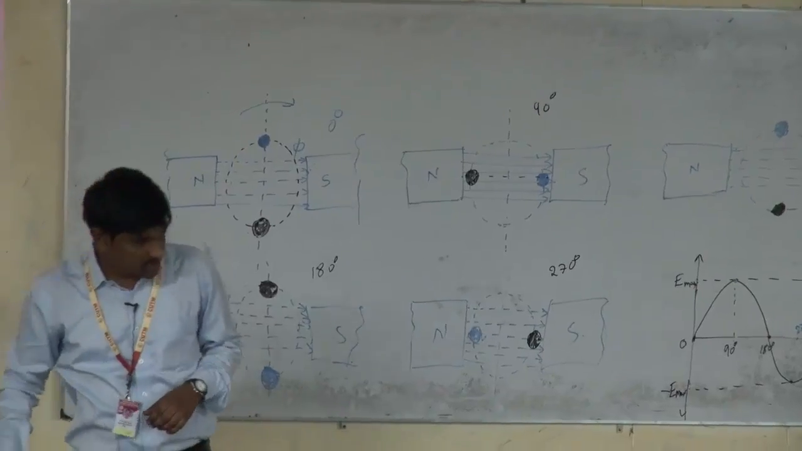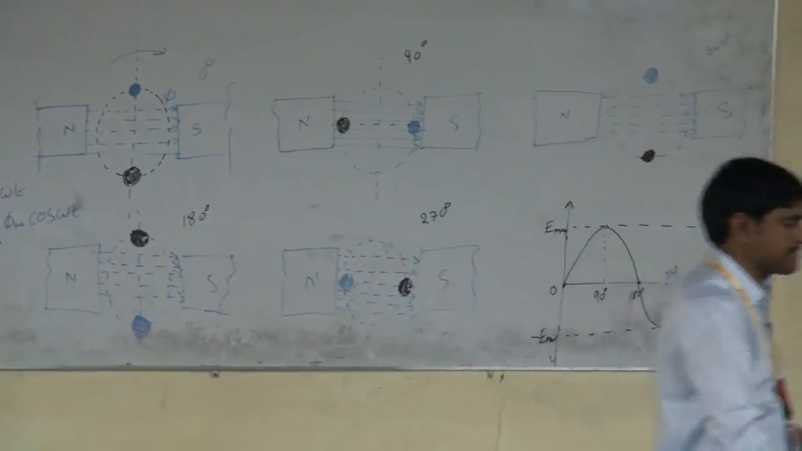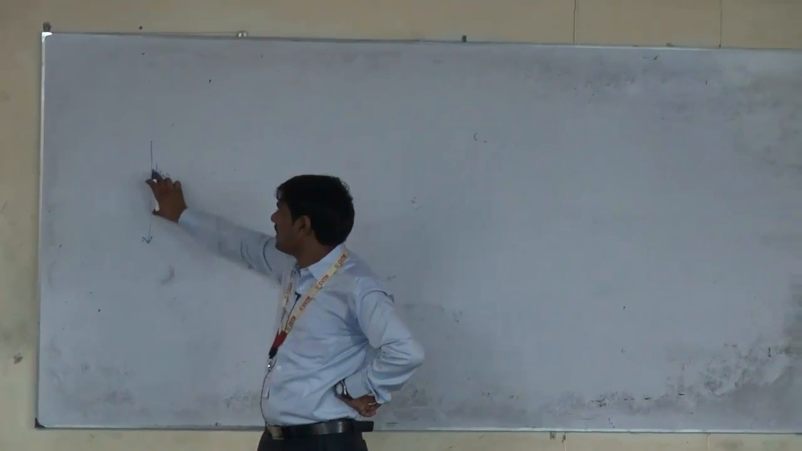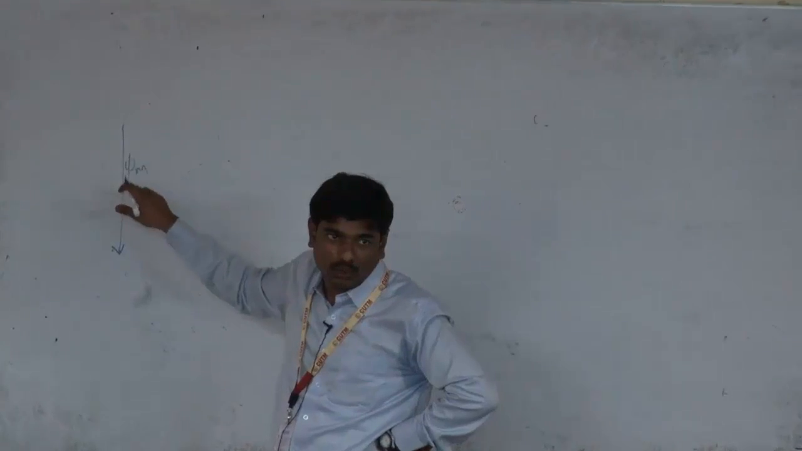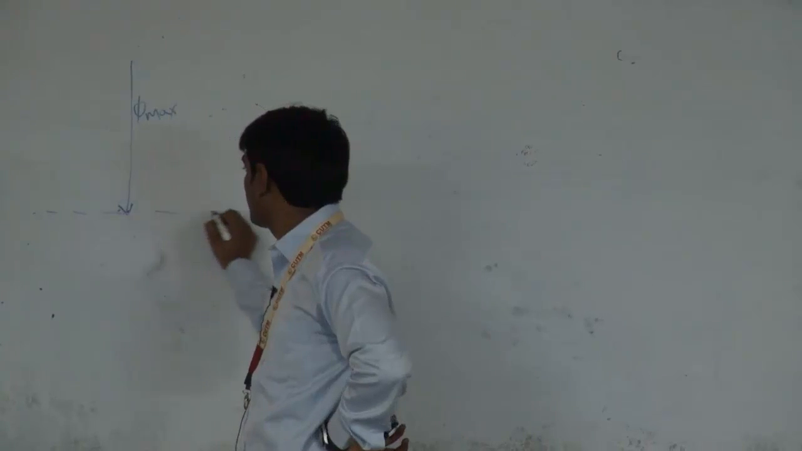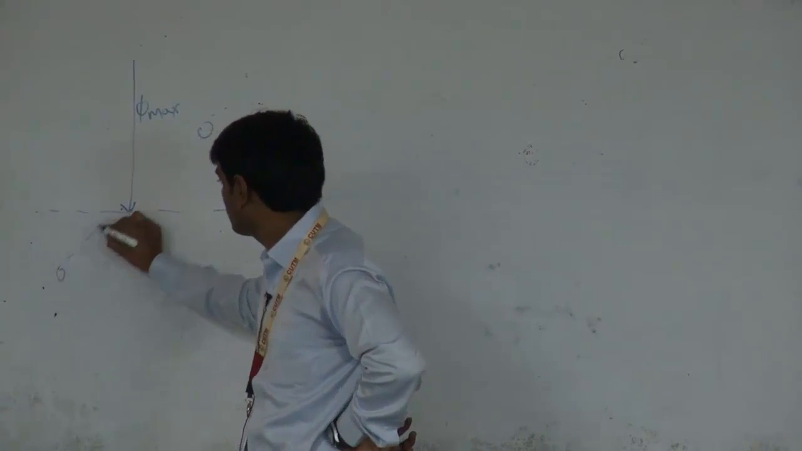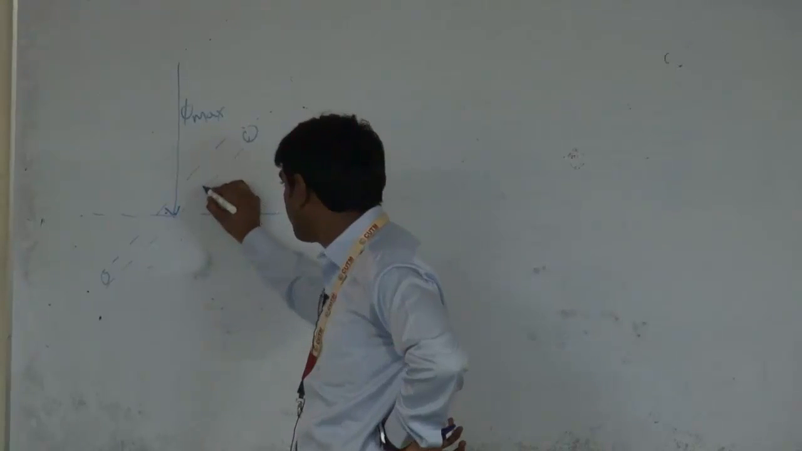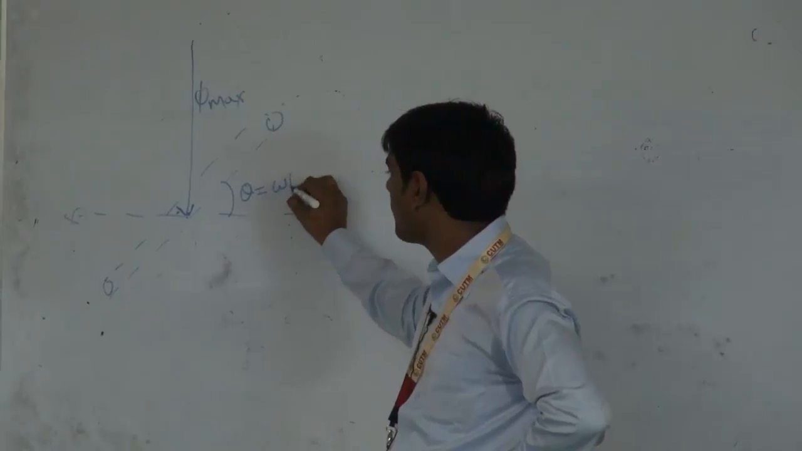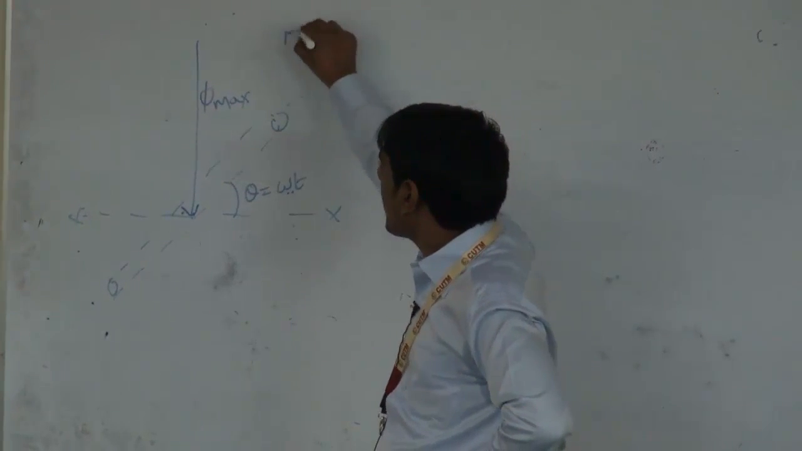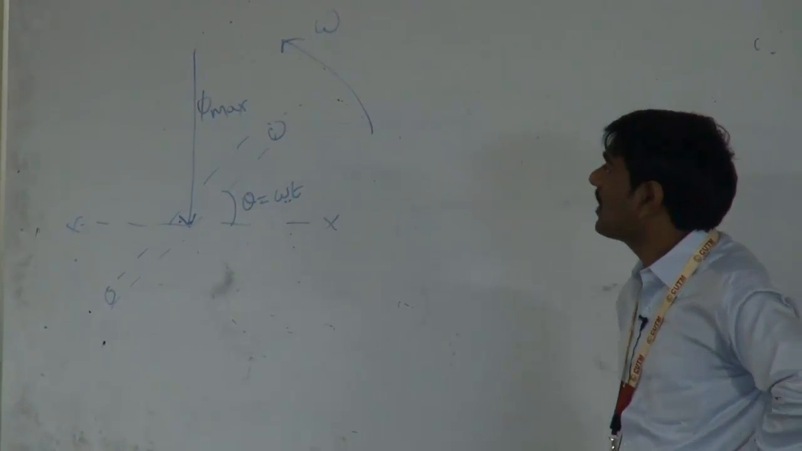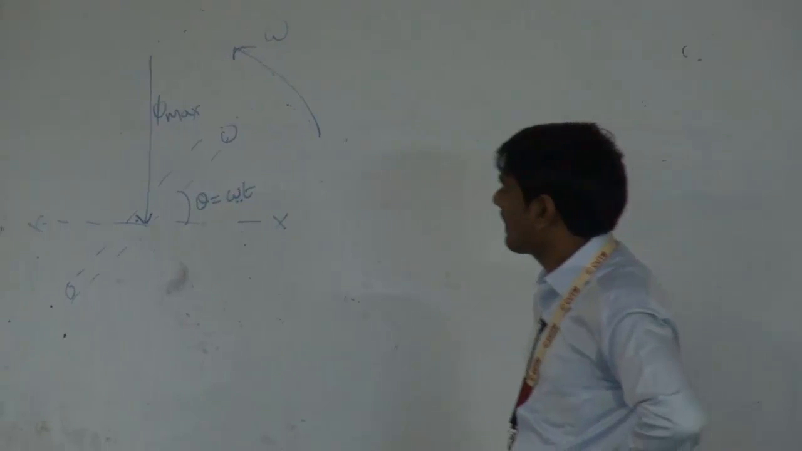Okay. So let me make it more clear. This is the flux direction, and when it is perpendicular to the coil, the flux is maximum at this position. And this is the coil. The coil here makes the angle theta with the x-axis. The theta is equal to omega t, where omega is the angular velocity, as the coil rotates anti-clockwise with the speed of omega. So omega is the angular velocity in radian per second. Okay.